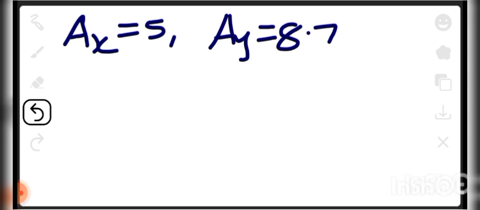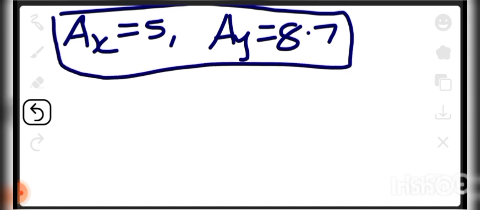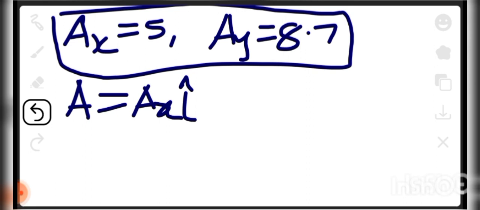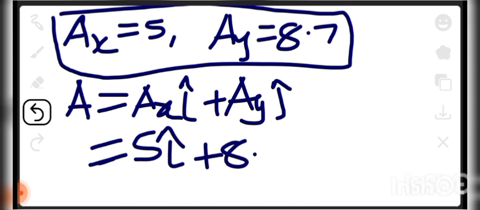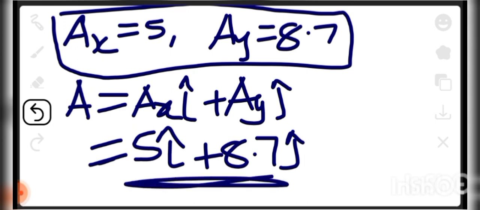Now, if I tell you to represent this answer in rectangular form, you tell me A is equal to ax i plus ay j. That's how to represent the answer, the same answer in rectangular form. Look at it. It is the same thing as ax is 5, ay is 8.7 j. This is how to represent the answer in rectangular form.